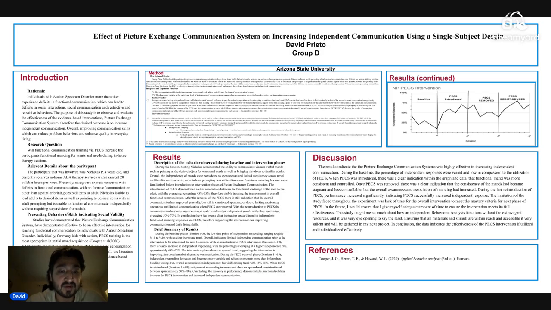The title of my project is Picture Exchange Communication System on Increasing Independent Communication Using a Single Subject Design. To give background, the participant is Nicholas P. They are 4 years old. They receive about 20 billable hours a week of in-home therapy.